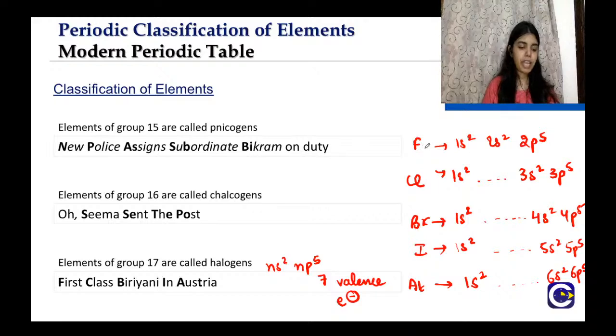A few more minutes I'll take, just 2 to 3 minutes, and then we'll complete the modern periodic table. Then we will end the session.